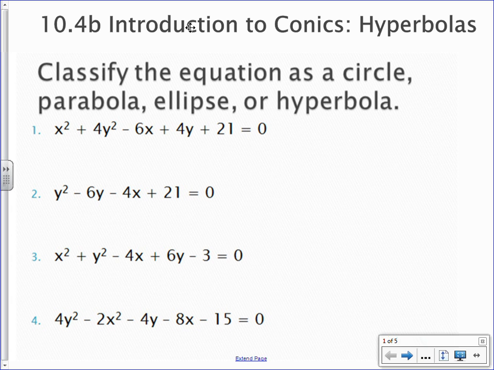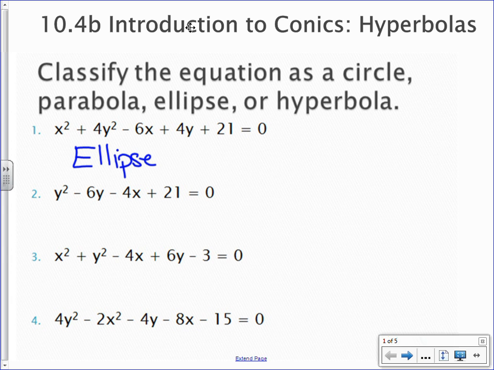Number one here, look at the equation. What is it? Ellipse. Sarah, you were first. How do you know it is an ellipse? Okay, we have an x squared and a y squared, and they're both positive. So we know that has to be an ellipse. How about number two?